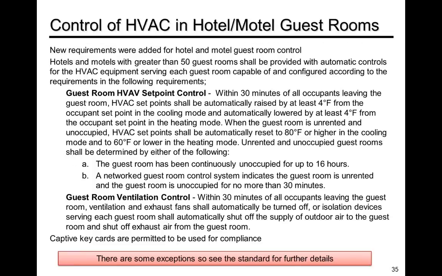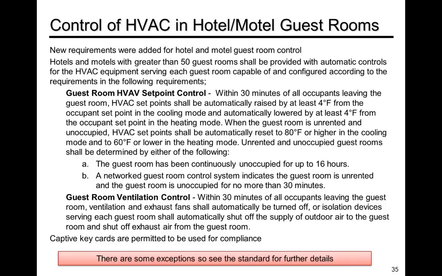Some other things, there's a lot of work that the committee has been doing on controls. So one of the things they went after is hotel, motel, guest rooms. They put some more prescriptive requirements on guest room HVAC set point control, as well as guest room ventilation control. And you can see some of their criteria down there. I won't go through all the details, but it's basically to raise your cooling set point, lower your heating set point, and then shut off your ventilation.